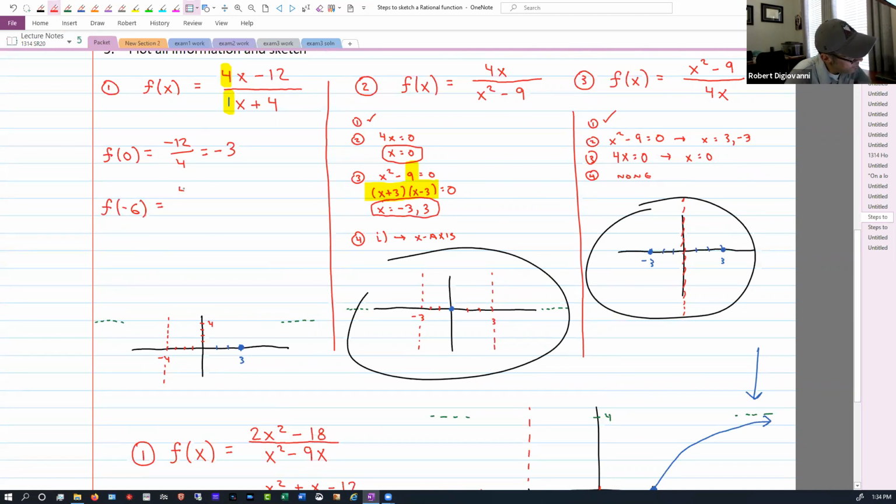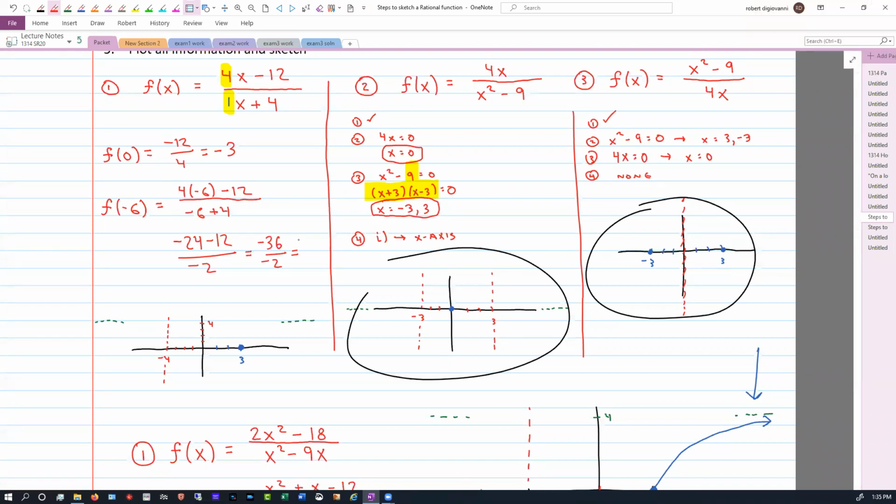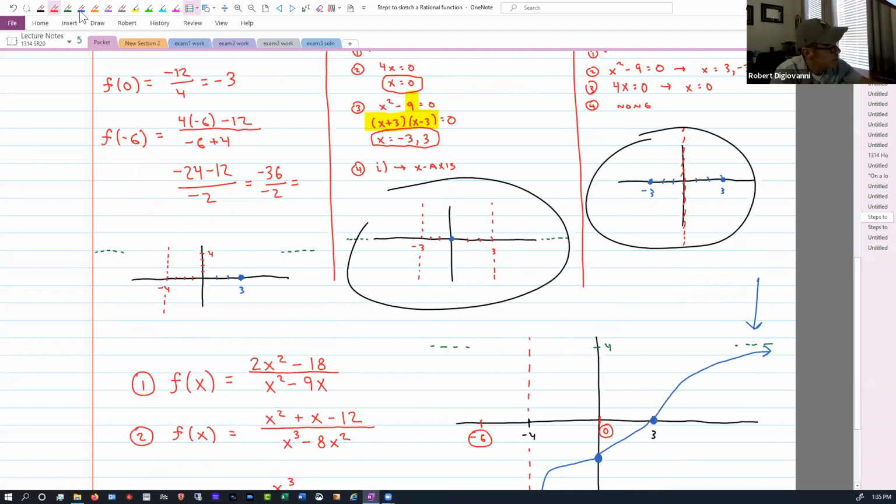-6, so 4 times -6 minus 12 over -6 plus 4. So 4 times -6 is -24. Take away 12 over -2. This is like -36 over -2. That's a positive number, isn't it? Positive. It's actually like positive, what, 18 or something. So what I know is that my dot is up above here, right?